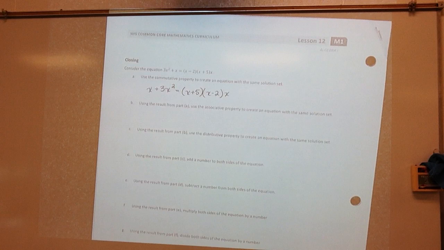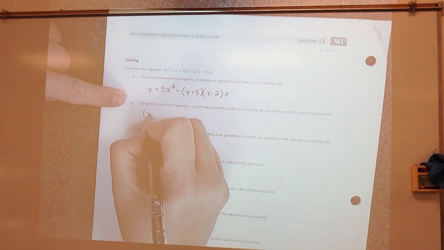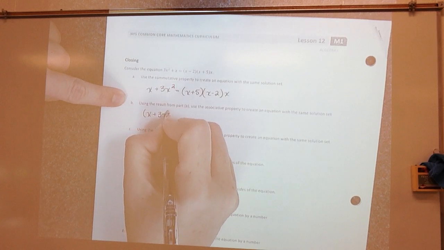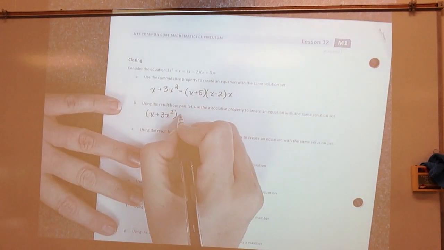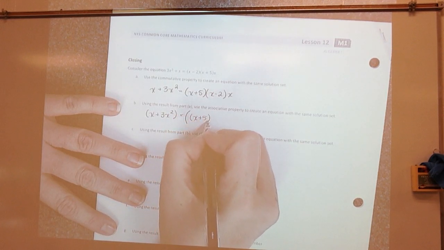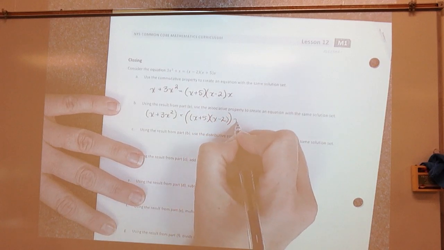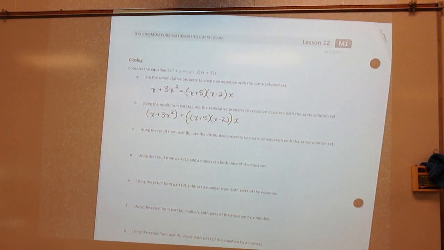Use the results from A and use the associative property to create an equation with the same solution set. So we're working off of what we created here. So now we're going to use that and we're going to use the associative property. So on this side, I want to do the x plus 3x squared. And then let's say on this side, I want to go ahead and multiply the x plus 5 and the x minus 2 first before I multiply everything times x.